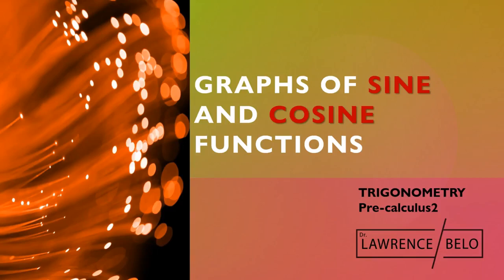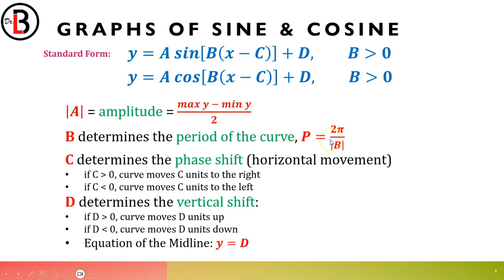For this module, we'll be learning how to graph the sine and cosine functions. For the standard form of the equations of both sine and cosine, there are several different forms, but what we will be using for this module is y is equal to a sine of quantity b, open quantity x minus c, close quantity plus d, and then the same for cosine.